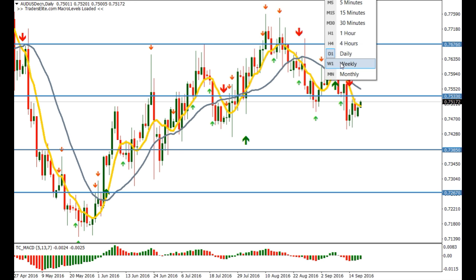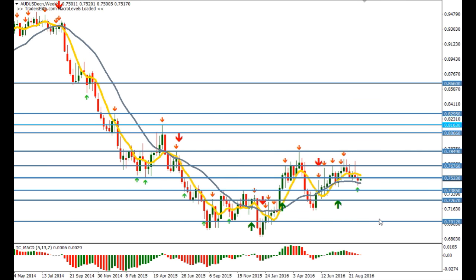And let's look at it on the weekly. On the weekly, it's just been going sideways. It hasn't really been moving up. It hasn't really been moving down.